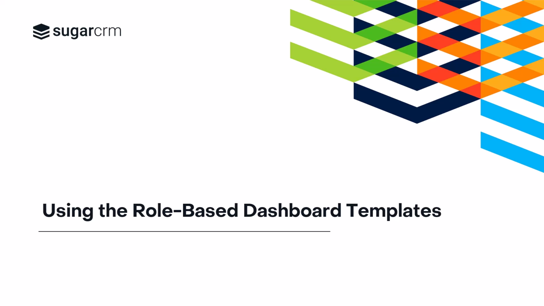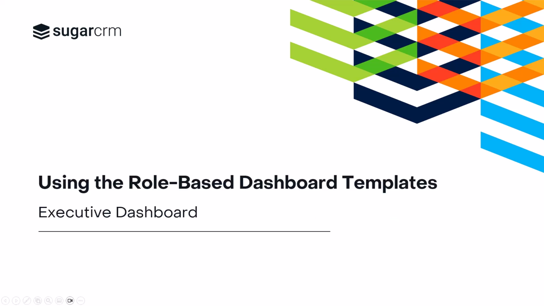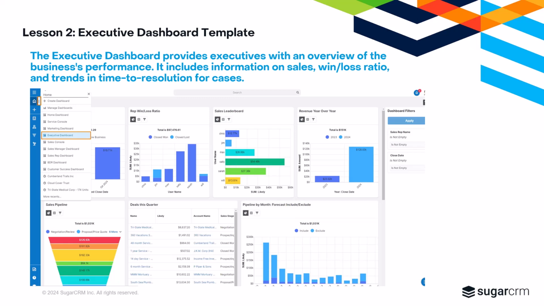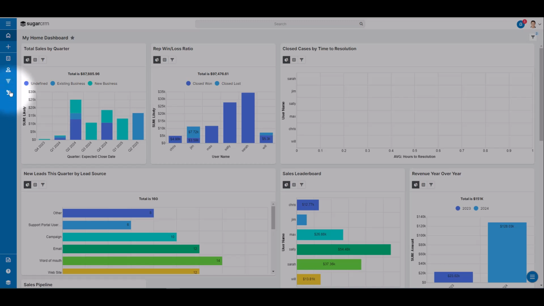In this video, you will learn how to take advantage of your Sugar platform using the role-based dashboard specially designed for executives. The Executive Dashboard is your comprehensive tool, providing a bird's-eye view of the business's performance. It covers crucial aspects such as sales, win-loss ratio, and trends in time to resolution for cases, ensuring you are always well-informed.